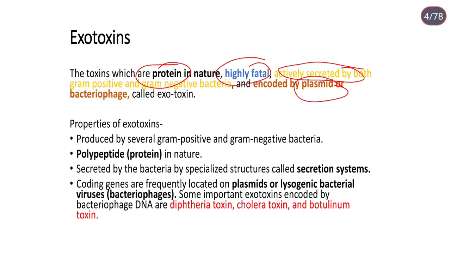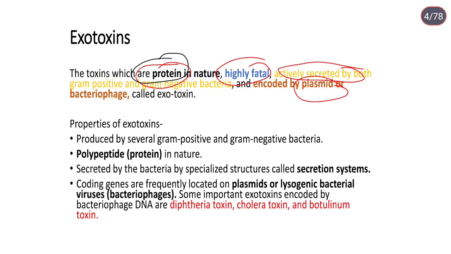The first thing is bacterial exotoxin is a protein in nature, and it is highly fatal, and it is actively secreted by both gram-positive and gram-negative bacteria, in contrast to endotoxin, which is secreted by only gram-negative bacteria. And they are encoded by plasmid or bacteriophage. So these are some of the properties of bacterial exotoxin.